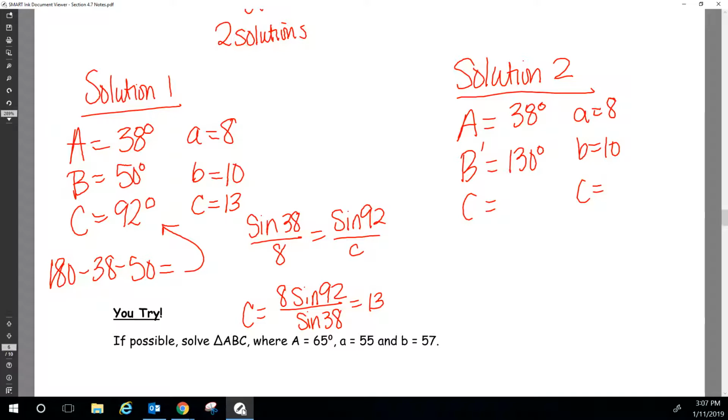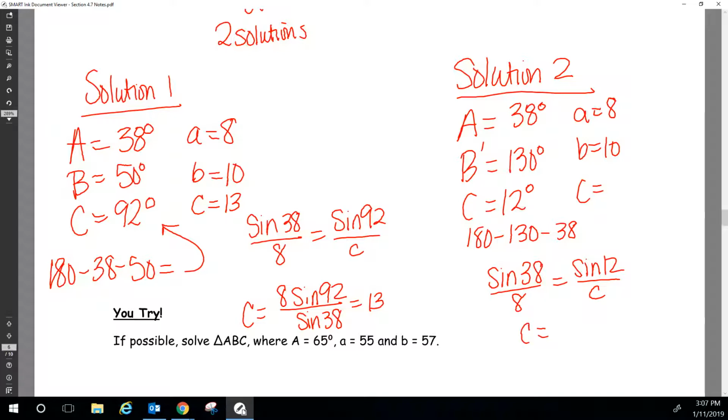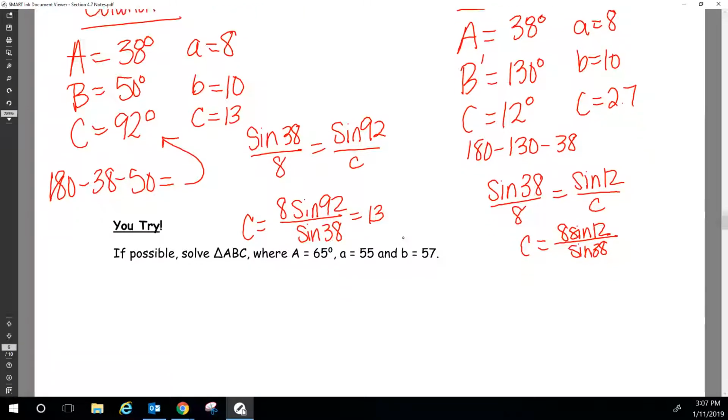All right, now that we know 2 angles, we're going to subtract them from 180. So 180 minus 130 minus 38 means that this C is 12 degrees. To find the little c, we're going to use our law of sines. Sine 38 over 8 is equal to sine 12 over little c. C then would be 8 sine 12 divided by sine 38, which is 2.7 when we put it into the calculator.